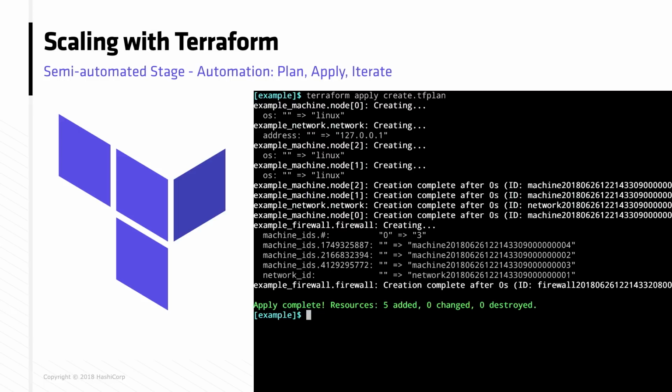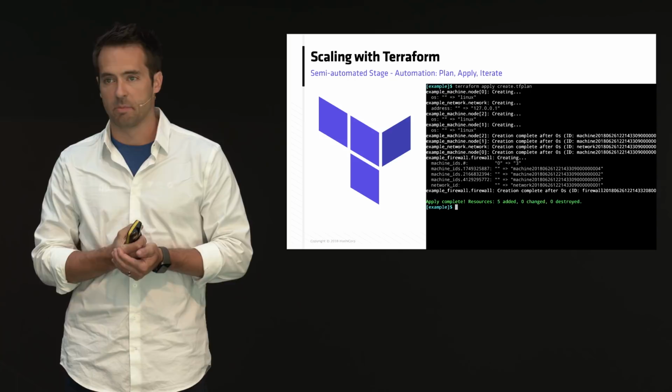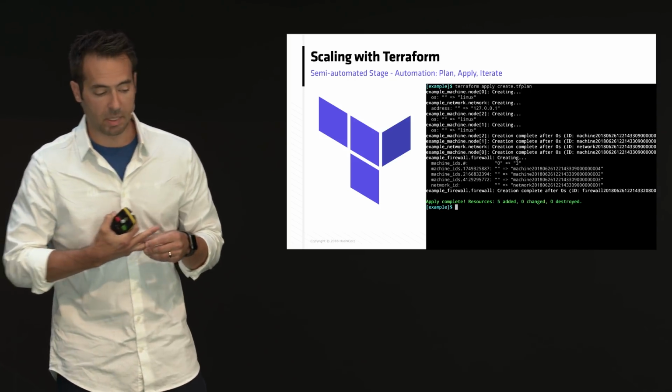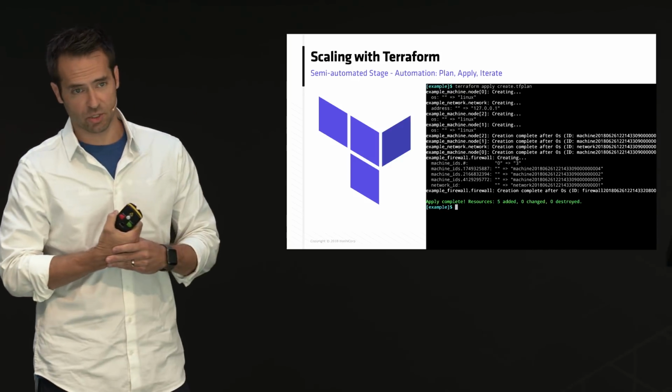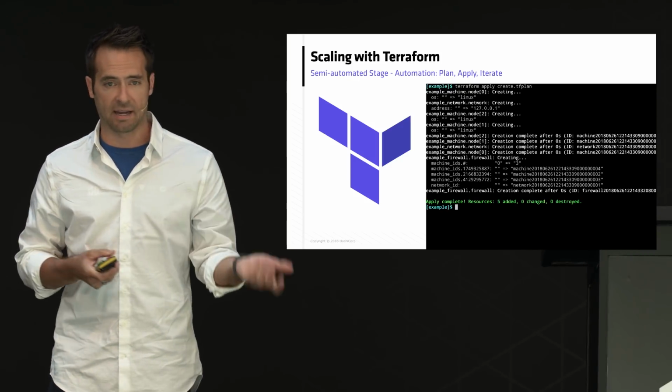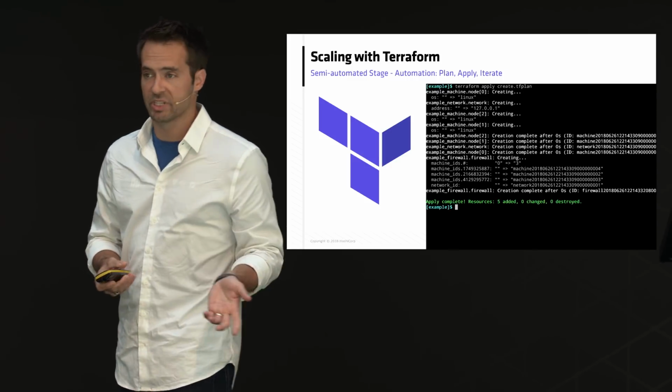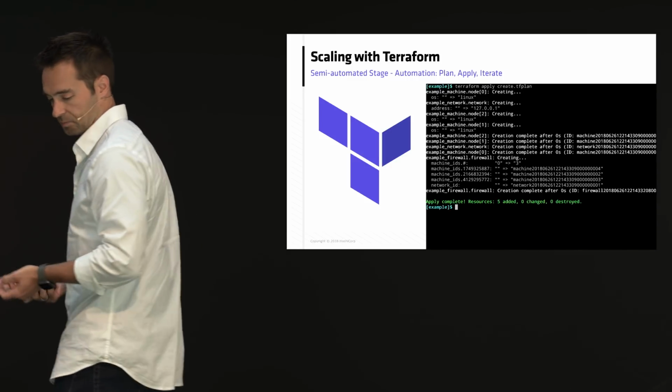So these are just things we simply don't have in the manual stage. The manual stage, who knows what order you would do these things in. Maybe the firewall can be created before the machines are created, and that's what you went with, and then you went back and added them. But maybe your colleague wouldn't do it that way. Terraform presents a very consistent way of doing these things.